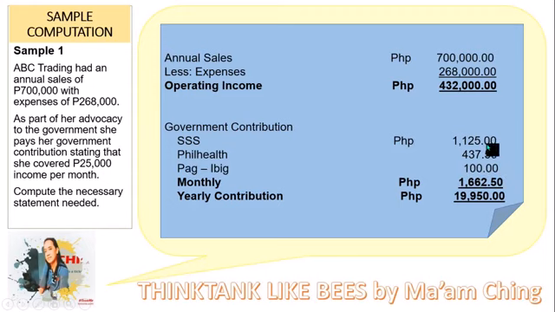Okay, so you add the three: SSS, PhilHealth, and Pag-Ibig. So the monthly contribution is 1,662.50, multiplied by 12 in order to get the yearly government contribution of 19,950.